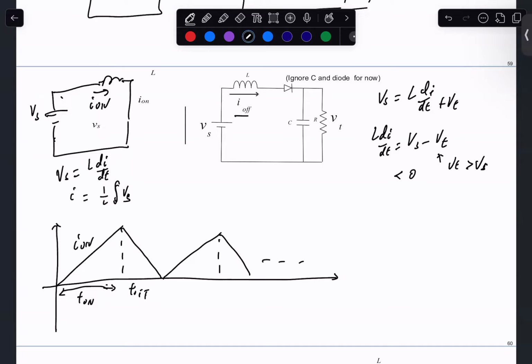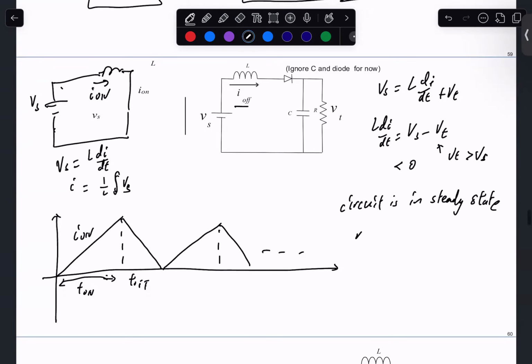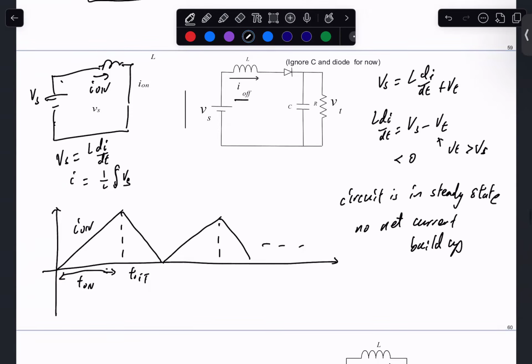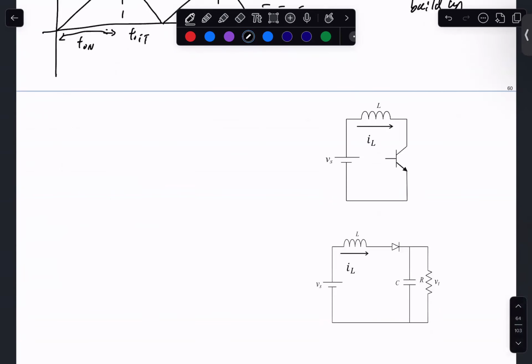And we assume that this circuit is in steady state. What this means is there's no net current buildup. So whatever current we put into the inductor has to come out. So this is the idea. And then we do some more calculation.